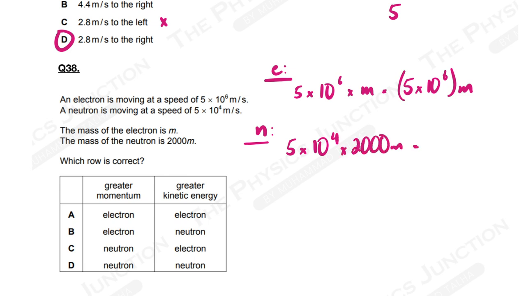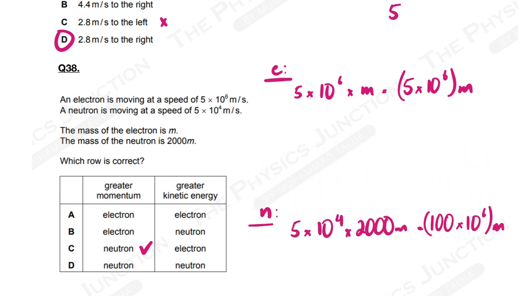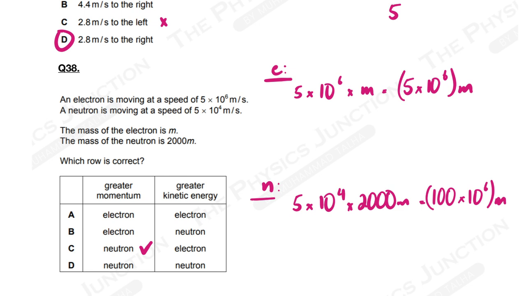So this turns out to be 100 into 10 to the 6 m. Now which is greater? 10 to the 6 and m are common with both. So obviously the momentum of the neutron is greater, right? And if I try to do kinetic energy, so with kinetic energy, I would say that for the electron, can I move this? Okay, I can. So with the kinetic energy, what we just did is momentum.